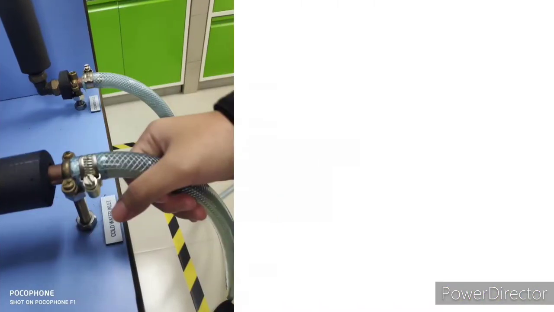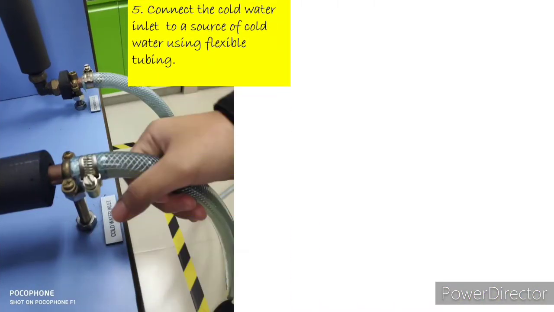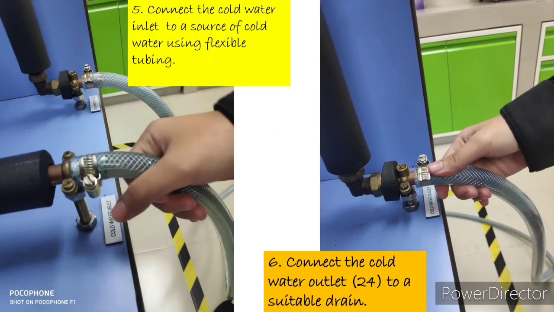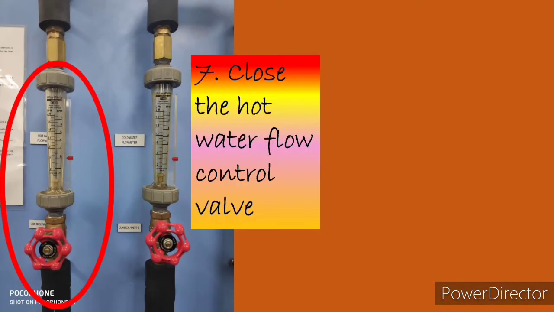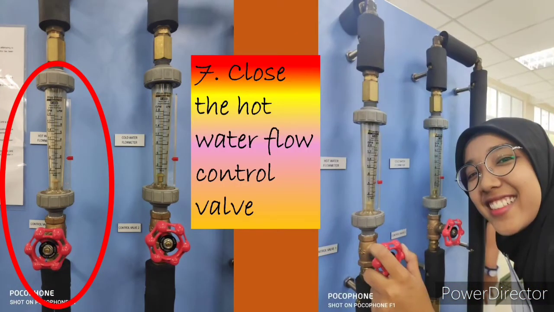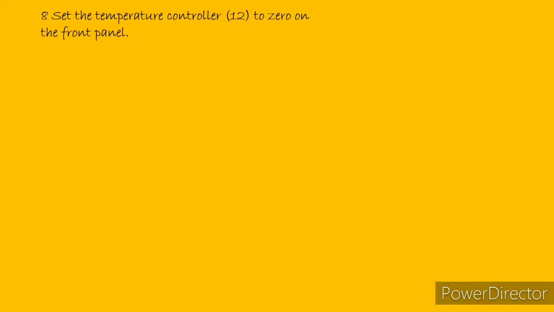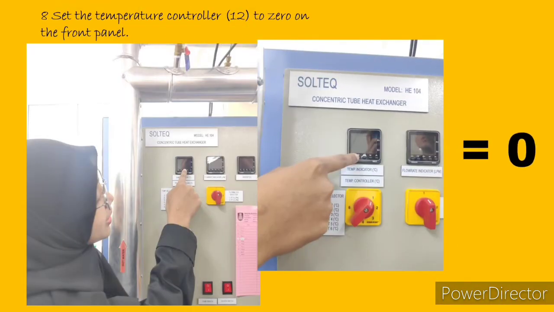Connect the cold water inlet to a source of cold water using flexible tubing. Connect the cold water outlet to a suitable drain. Number 7. Close the hot water flow control valve. Number 8. Set the temperature controller to 0 on the front panel.